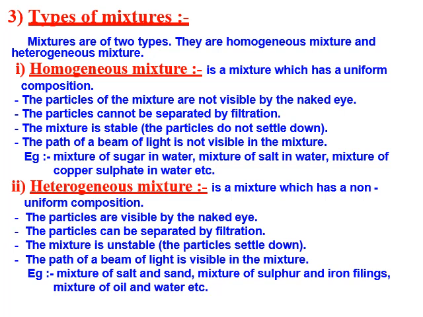Now coming to heterogeneous mixture, it has non-uniform composition. Particles are visible to the naked eye. Particles can also be separated by filtration. The mixture is unstable. Particles settle down when it is allowed to rest, and the path of a beam of light is visible in the mixture. Examples: mixture of salt and sand, sulfur and iron filings, oil and water, etc.